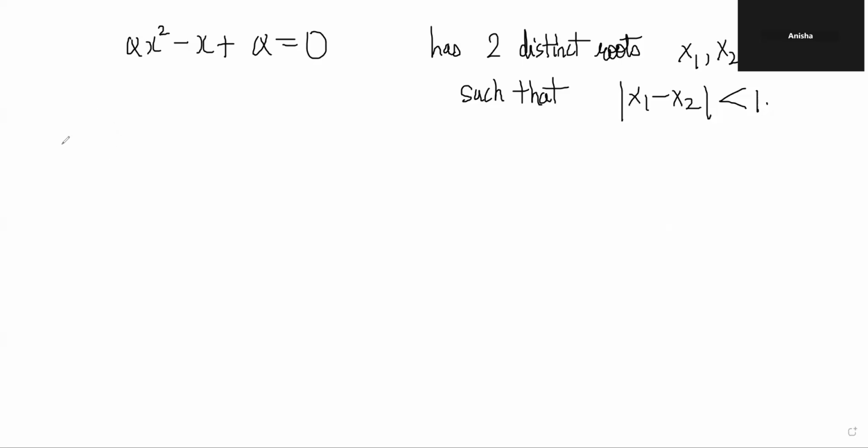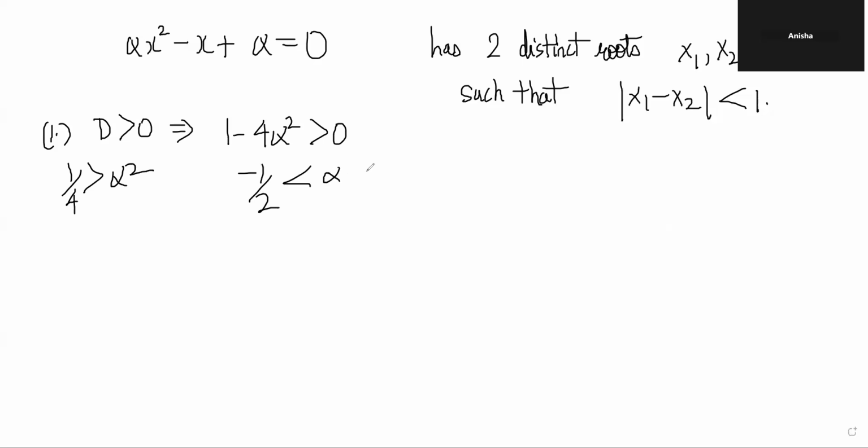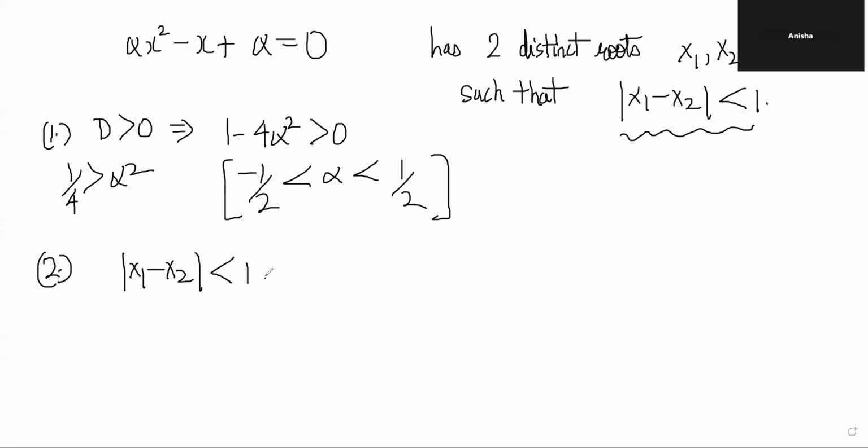What are the conditions you are trying? Sir, first of all, for two distinct real roots, 1 minus 4 alpha square is greater than 0. So from here you already get a set of alpha, right? Yes, sir. 1 by 4 is greater than alpha square, so minus half to half. Yes, sir. Okay, but we also need to satisfy this additional condition.